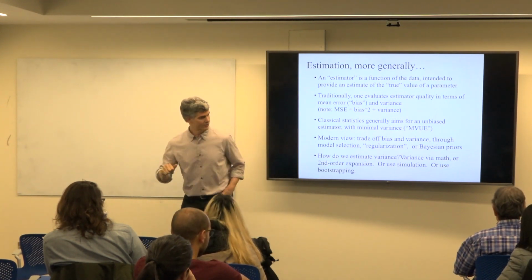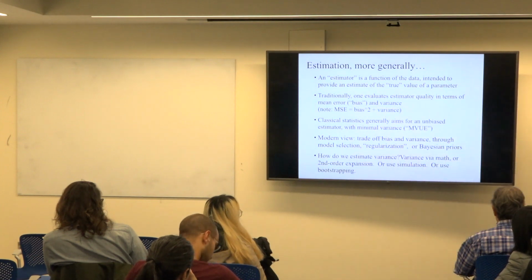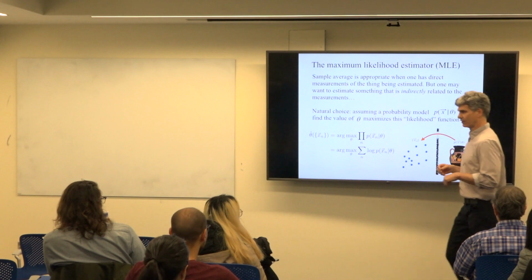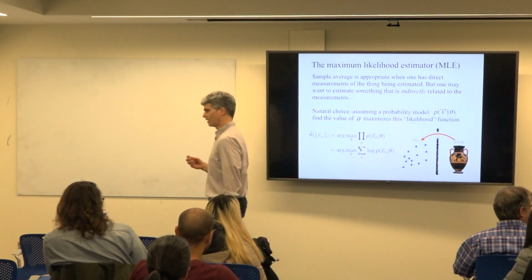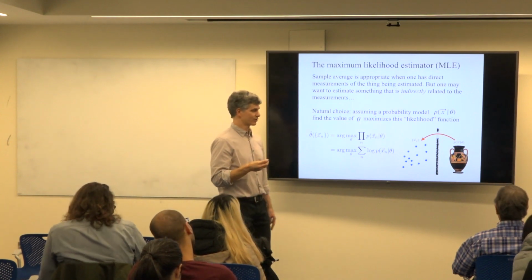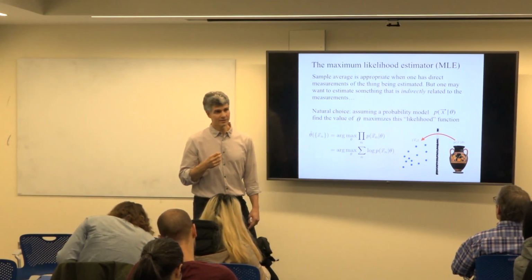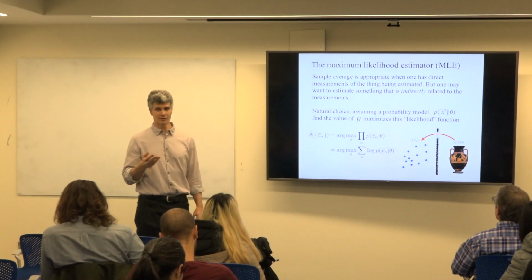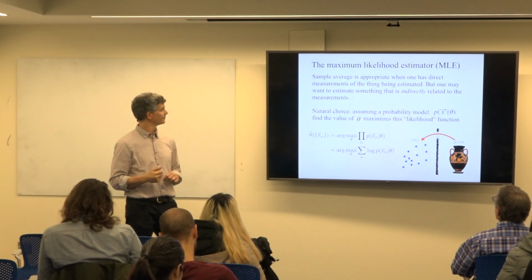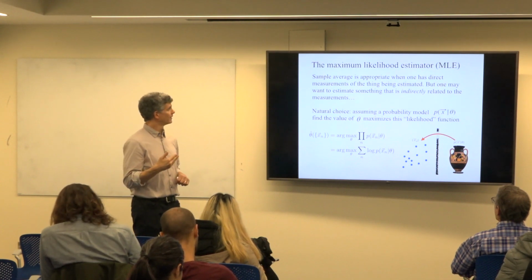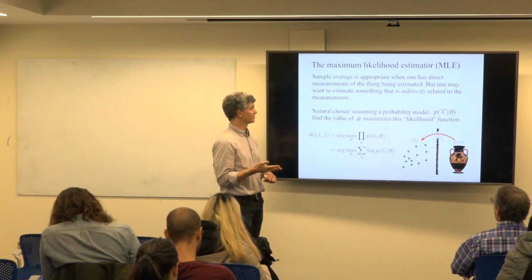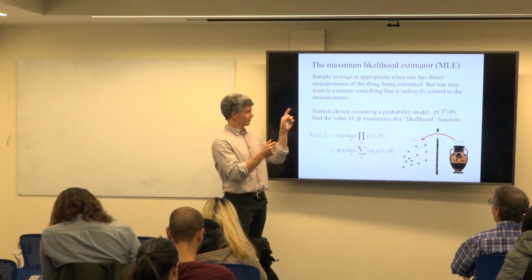Okay, so now let's introduce the main thing that people use as a form of estimation. This is the most commonly used statistical estimator. It generalizes the sample average, which I'll show you in just a second, and it's very simple to describe, but it's actually kind of subtle and difficult to really understand fully. So what is it? This thing is called the maximum likelihood estimator. The sample average is appropriate when you have direct measurements.